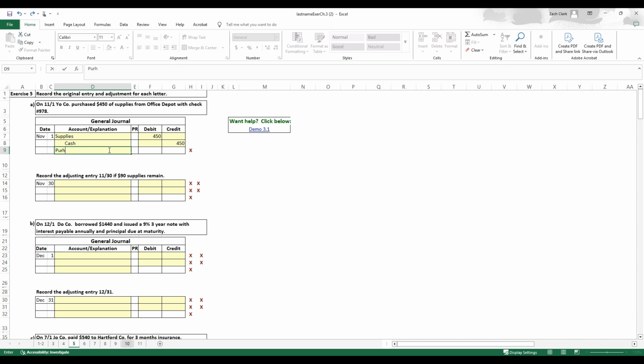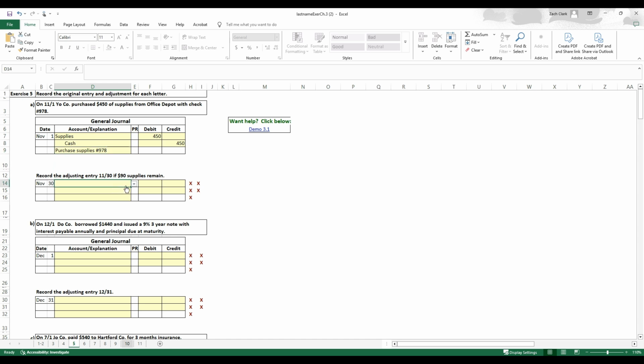And we could just put anything in here. I'll say purchase supplies. And I'll say number 978. In the real world, if we're cutting a check, this tells us this is the explanation. But in the real world, we might want to put that explanation, so if we ever went back, we'd say, okay, this is the check number we used.